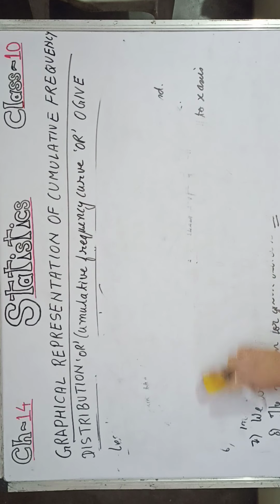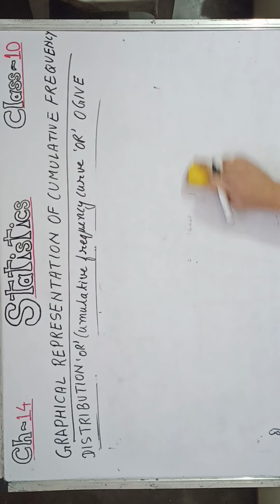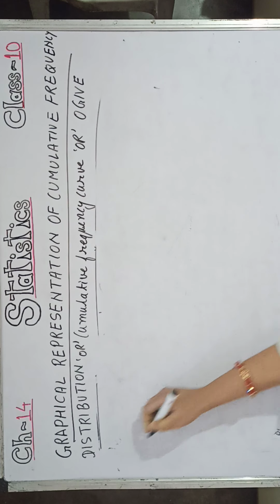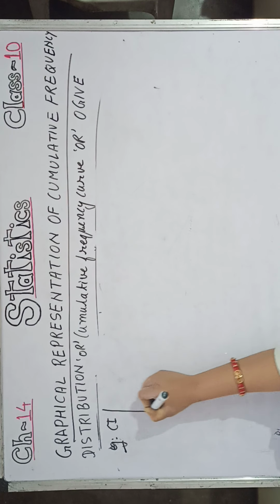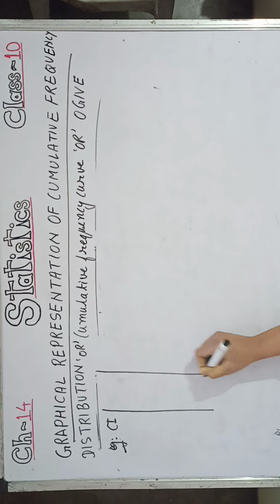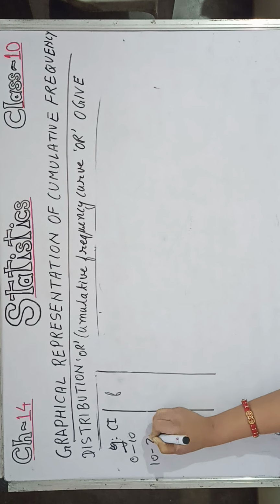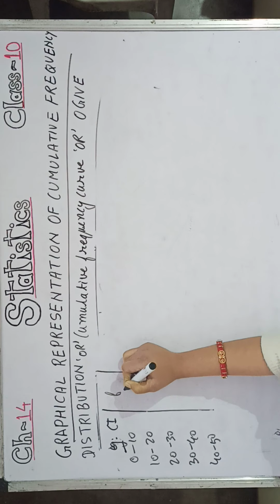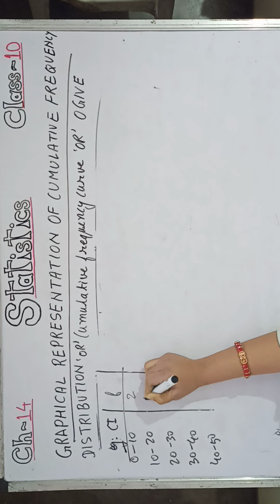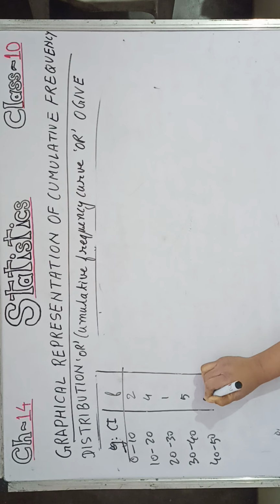Now let us understand the more than type and the less than type of ogives with the help of an example. Example: in the question the class interval is given and the frequency is given. So the class intervals are 0 to 10, 10 to 20, 20 to 30, 30 to 40, and suppose 40 to 50. The frequencies I am writing are 2, 4, 1, 5, and let us write anything randomly, 3.